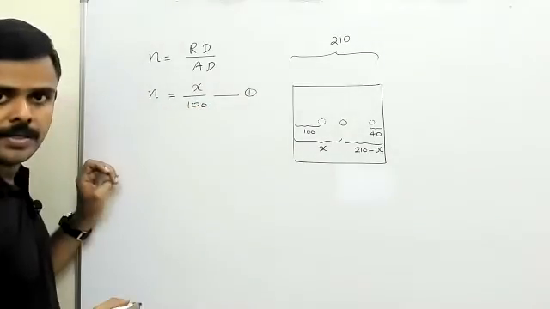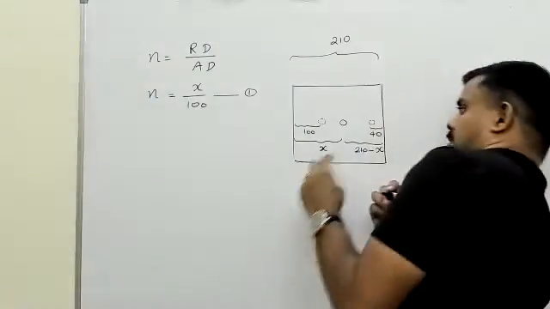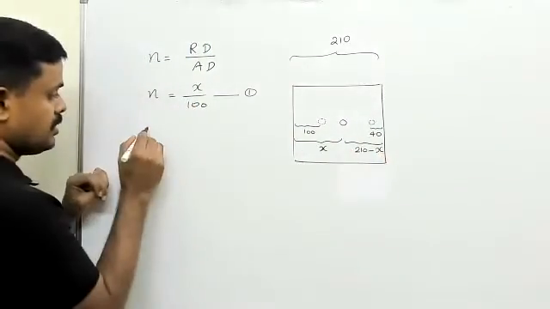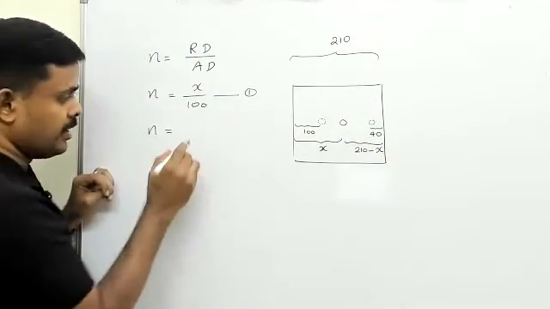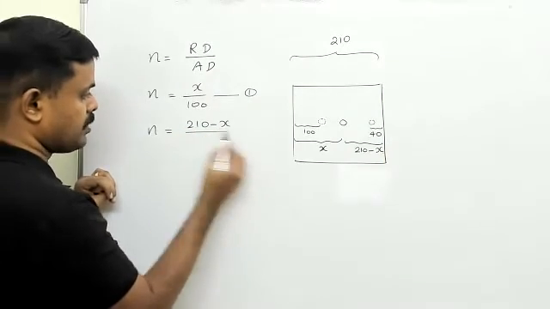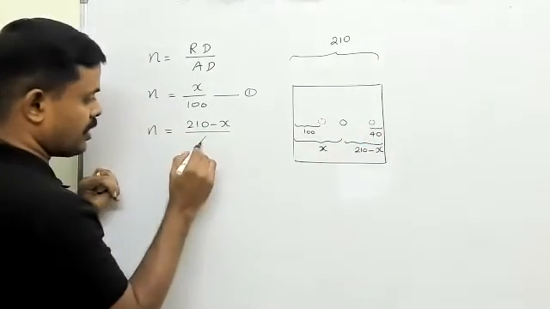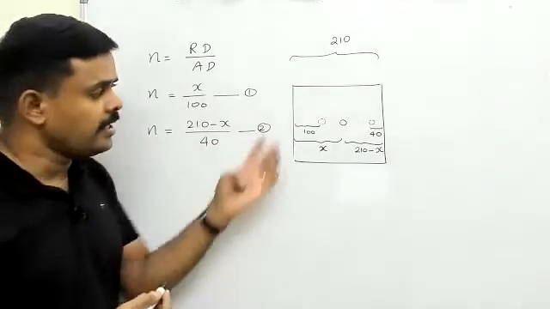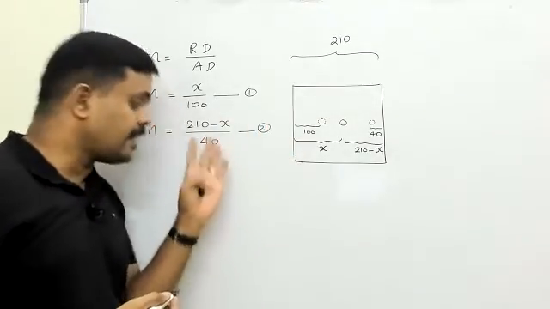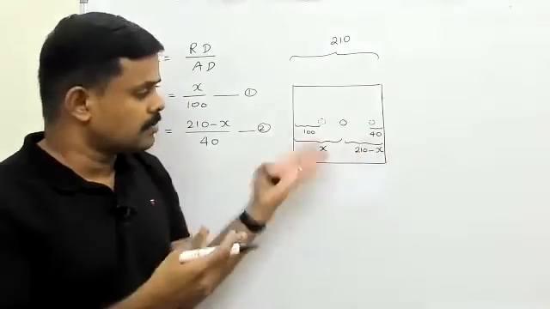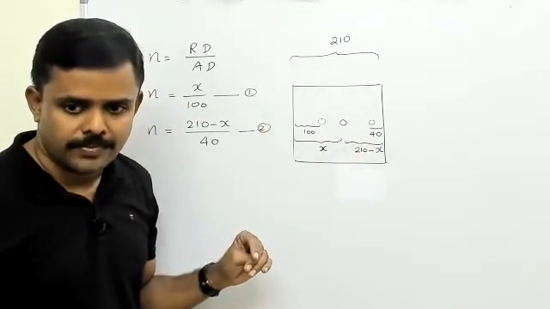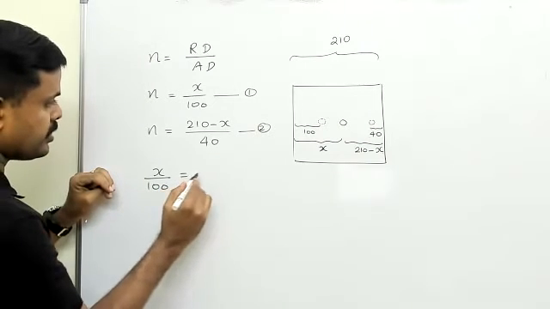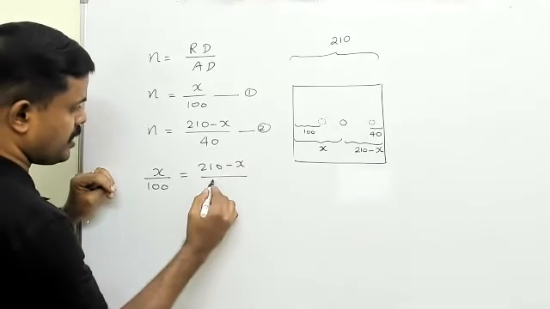Equation number 1. When I view from the other surface, the real depth is 210 minus x. So again, n is equal to 210 minus x, the real depth, divided by the apparent depth, which is 40. Equation number 2. But both refractive indices are the same, because whether you look from this side or the other side, the material remains the same. It is glass. So I can equate them: x over 100 is equal to 210 minus x over 40.